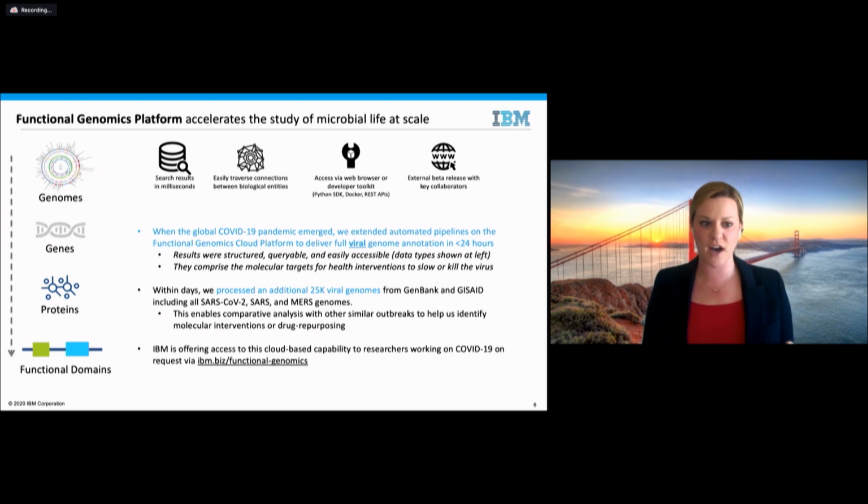As part of this capability and this platform, IBM is actually offering this cloud-based capability to researchers who are also working on COVID-19. They can request access at ibm.biz/functionalgenomics. And we hope that by providing this data, we'll be able to accelerate researchers and also provide an excellent set of data to build AI and machine and deep learning applications on top of this.